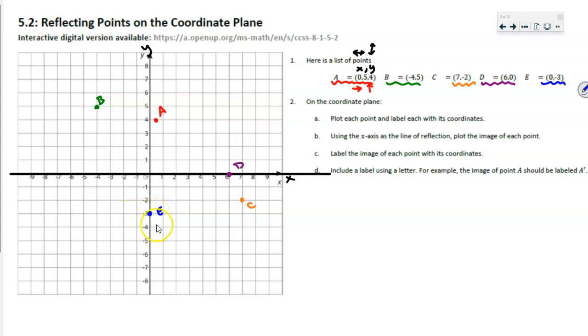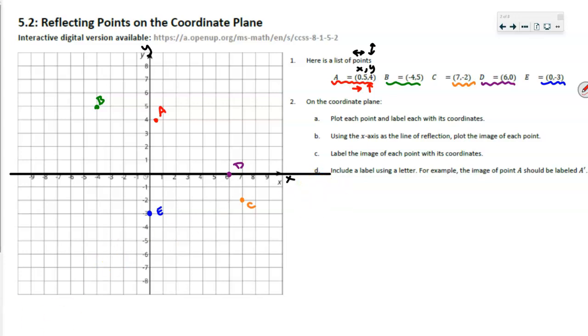Everyone should have those graphed right along with me. Now what we're going to do on the coordinate plane, we've already done part A. Part B, use the x-axis as the line of reflection and plot the image of each point. That means I'm doing a reflection over the x-axis. This line here is my mirror line, and what's going to happen with each of those points? We're going to pause the recording as students try and figure that out. As you do that, make sure we label each one, A prime, B prime, etc. And then I also want us to focus on those coordinates. I'm going to rewrite the coordinates after I do that reflection. We're going to pause the recording as students take a chance to do that in class.